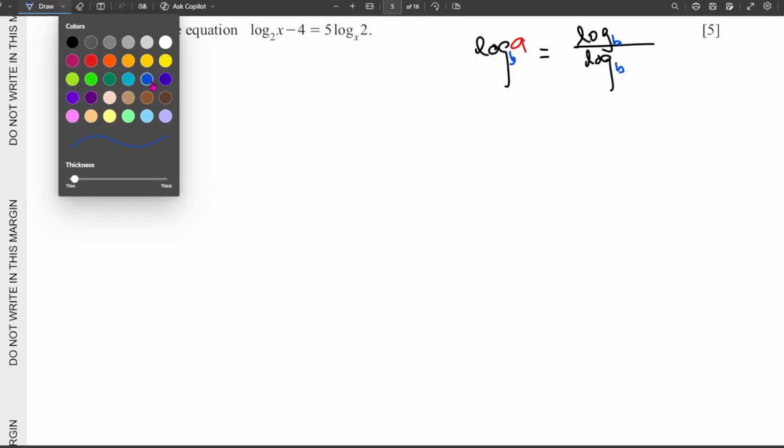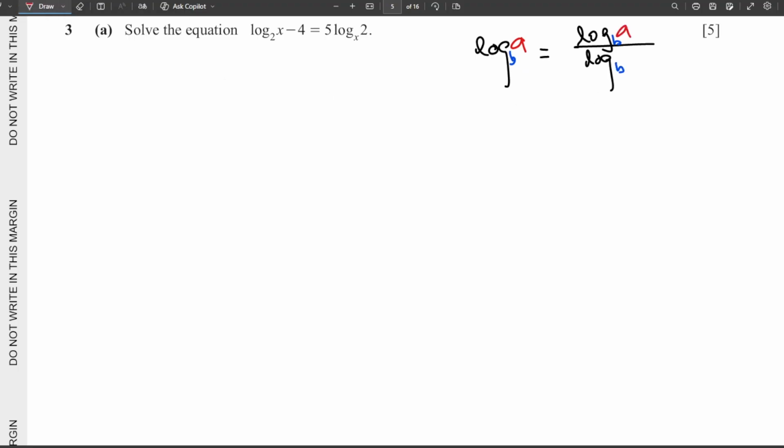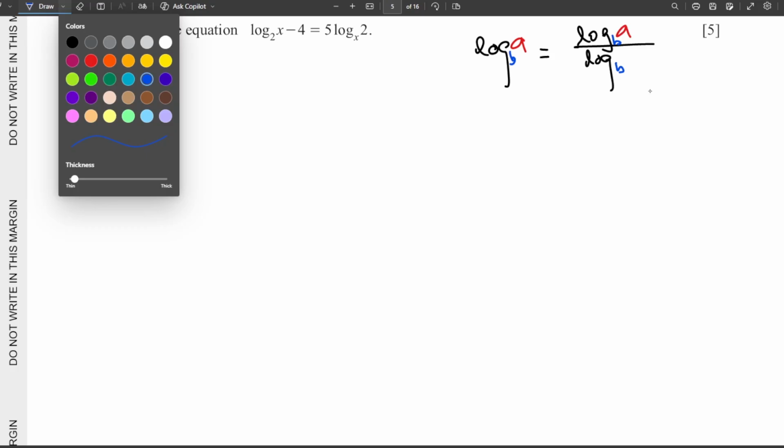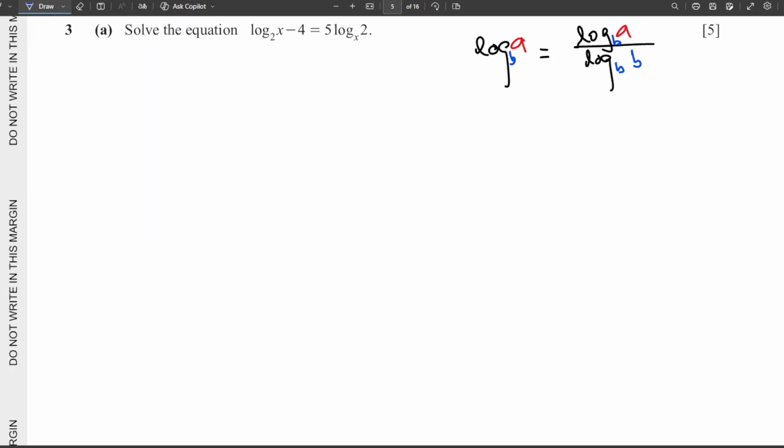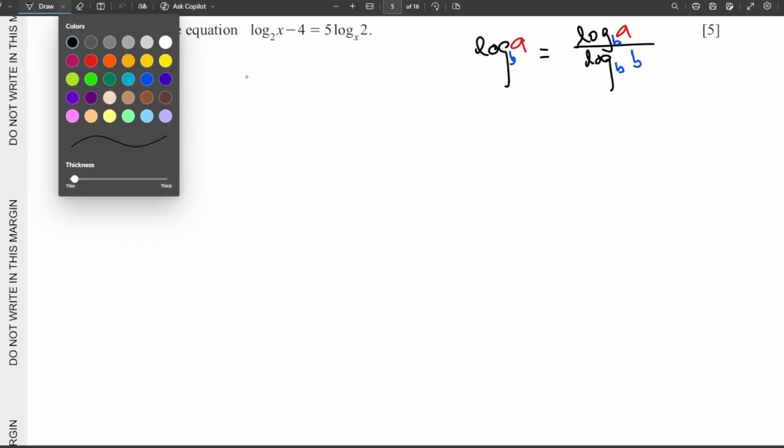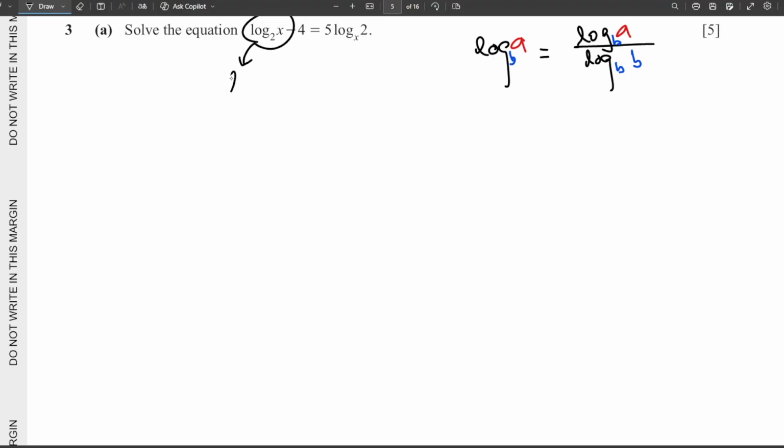Okay, so what happened is the a will go on top and the b will go on the bottom, right? So something like that. In this case, maybe here I want to change to log base x, so that everything is in one term. So log x divide log x, and the x will go on top, and the base 2, the smaller number, goes on the bottom, right?